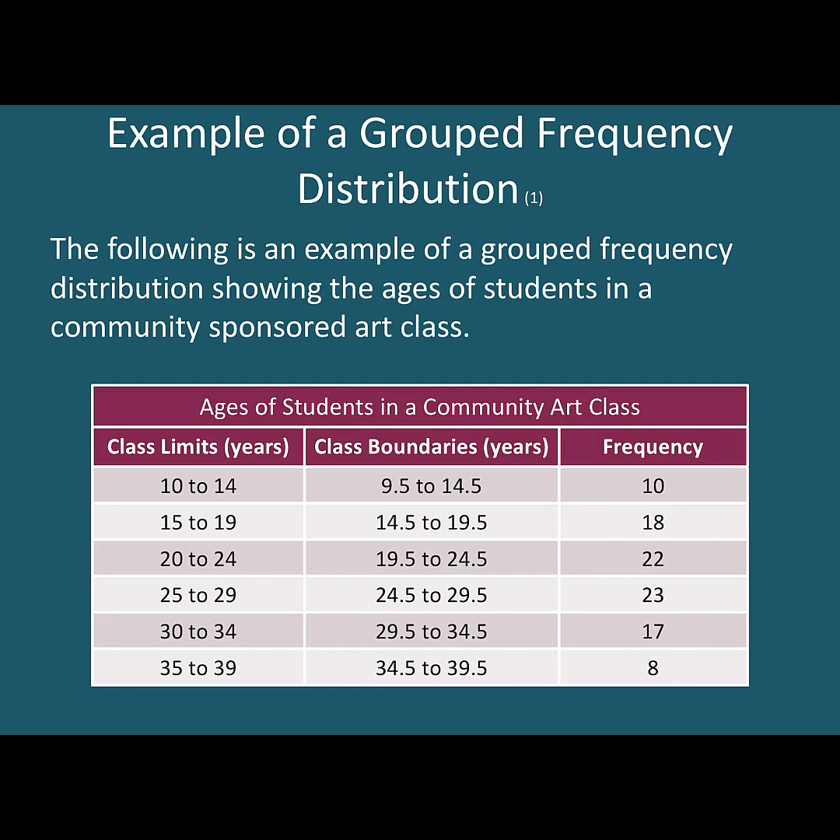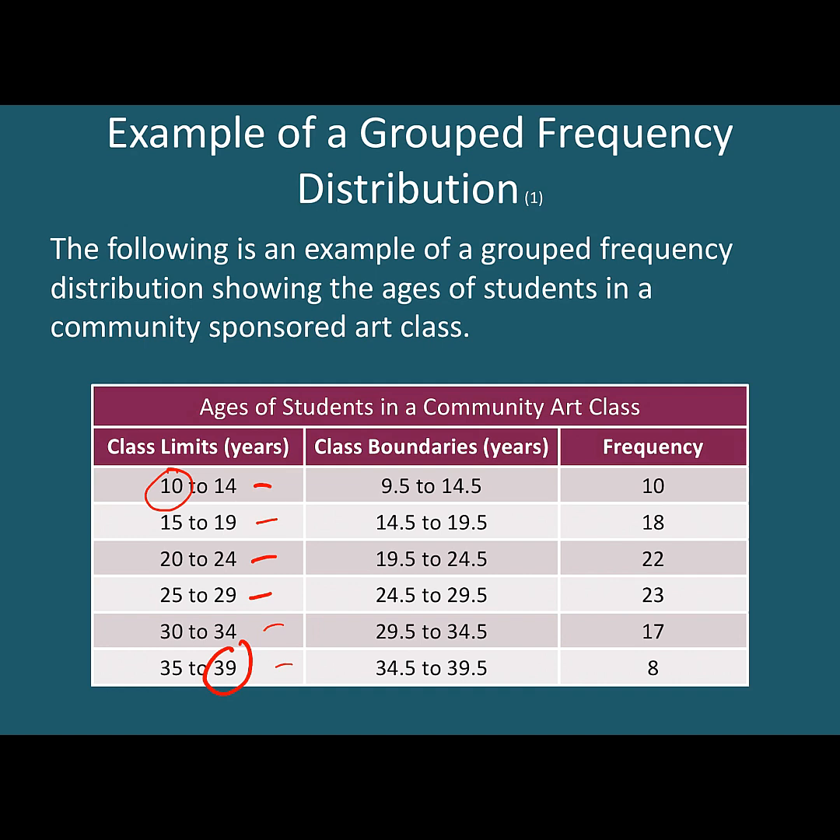Now this is showing the ages of students in a community-sponsored art class. Notice that we have students in age ranging from 10 years old up to 39 years old. Also notice that each class of students is continuous. So we have 10 to 14, and then immediately we go into 15 to 19, then 20 to 24, 25 to 29, 30 to 34, and then finally 35 to 39.